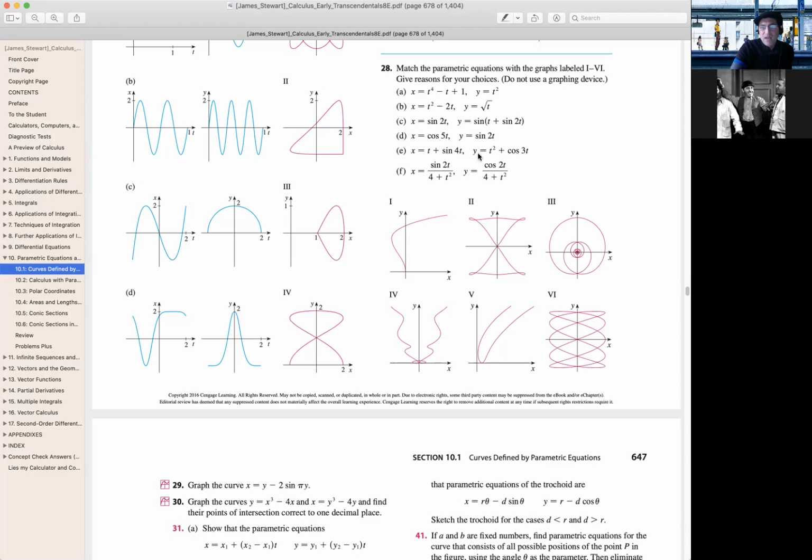And so these little sine 4t and cosine 3t, these are little correction terms. And so what you're going to get is something that looks like the standard parabola. And the only picture that looks like the standard parabola a little bit, that has its properties, is picture number 4. So E is picture number 4. That's what I would say. Okay, so we've now gotten E out of the way. We've also gotten picture number 4 out of the way.